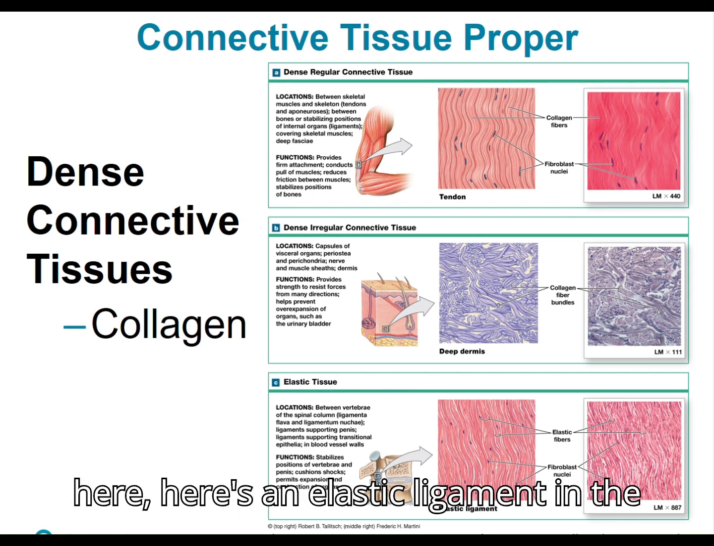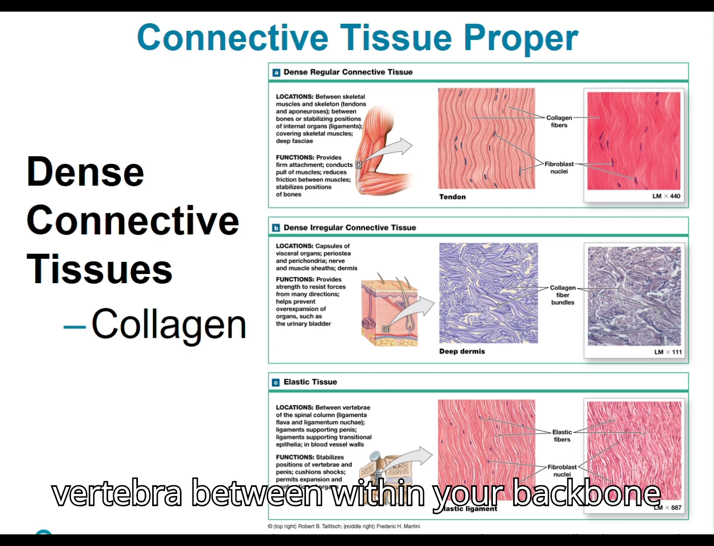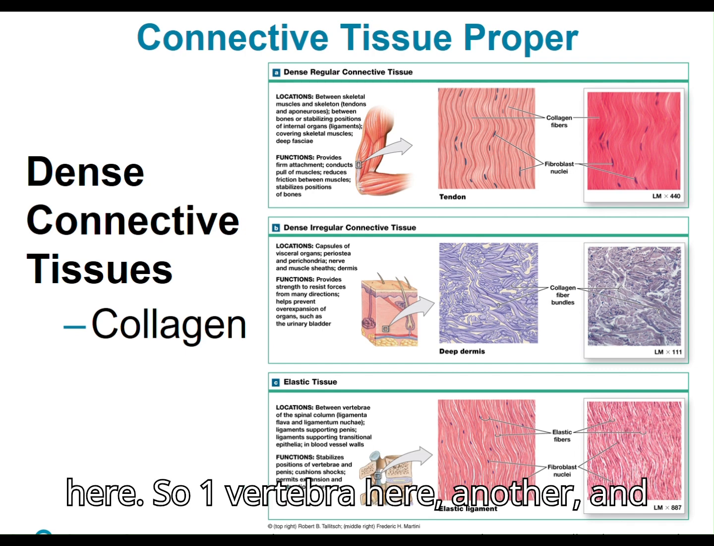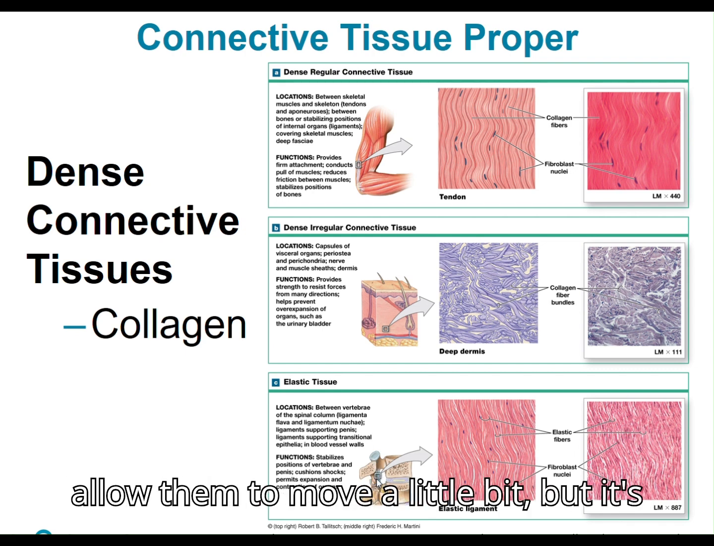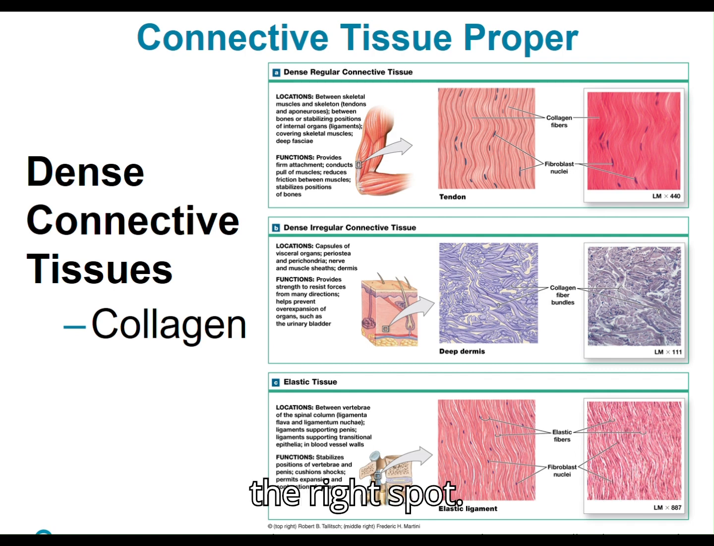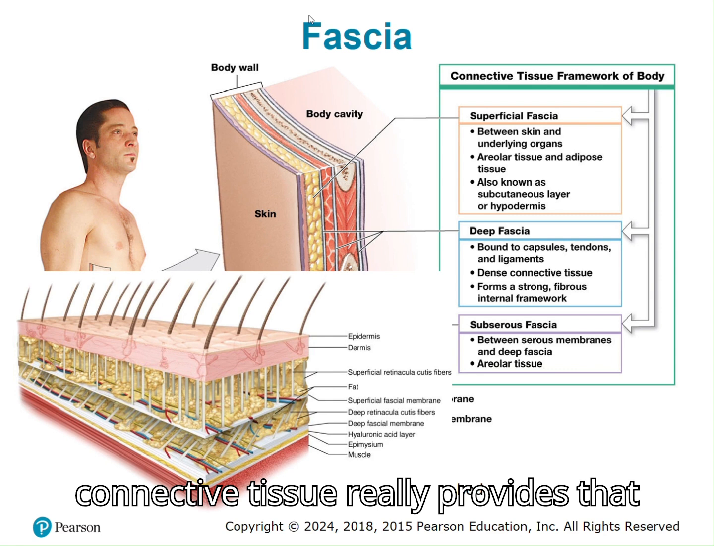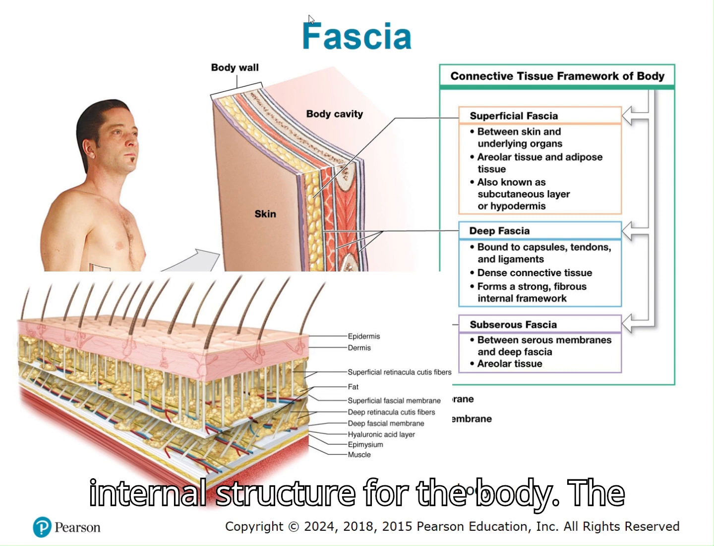Like what you can see here, here's an elastic ligament in the vertebrae within your backbone. So one vertebra here, another, and it's going to hold them in place and allow them to move a little bit, but it's going to limit that movement, but it's also there to help support it and keep it in the right spot. I mentioned early in the chapter that connective tissue really provides that internal structure for the body.